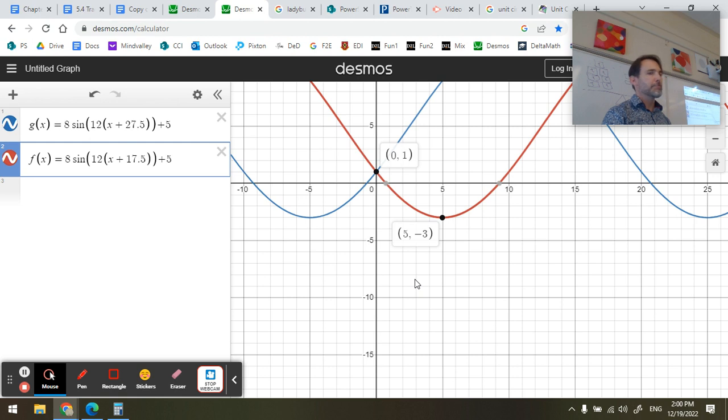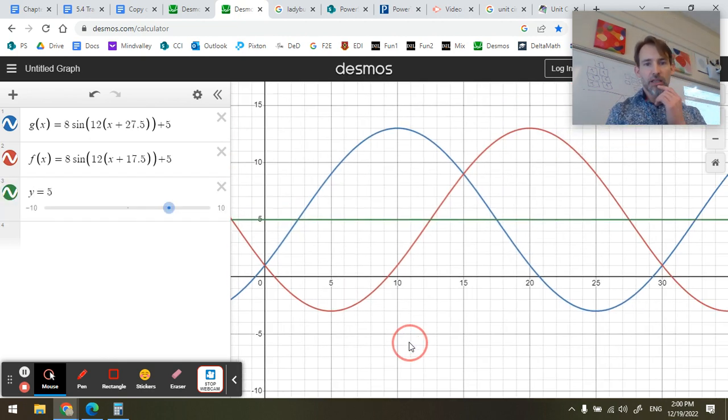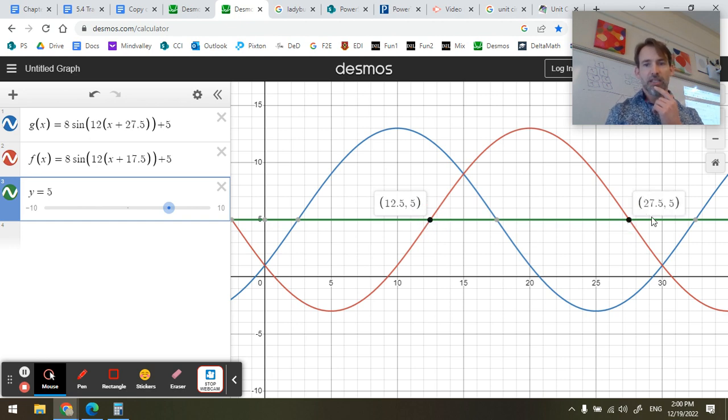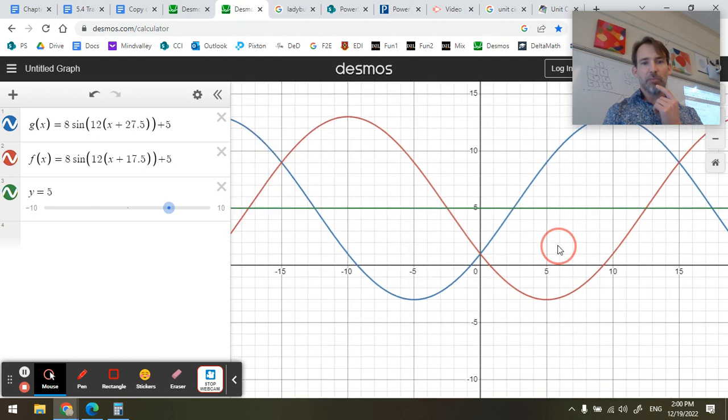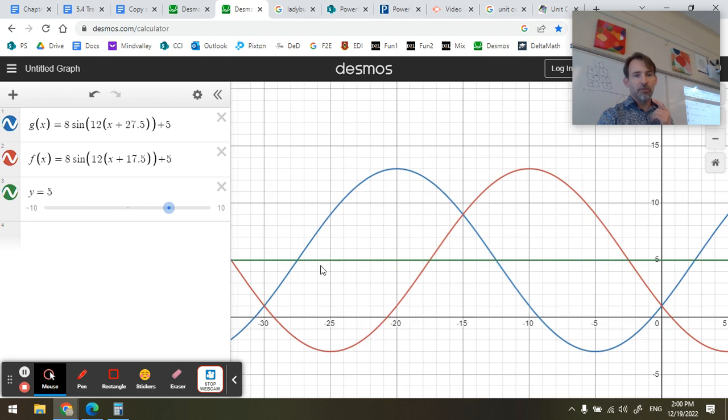How do you know what the 17.5 is? Like, how do you know where it is on here? Well, that's 17.5. Let me graph y equals 5. And notice that we have here, there it is, 12 and a half, 27 and a half. But we have a plus there, so that's going to actually be over here at negative 2.5, negative 17.5. There it is right there. Because it's a sign flipper, you see. And the blue one we have over here at negative 27.5. So that's where they kind of show up.